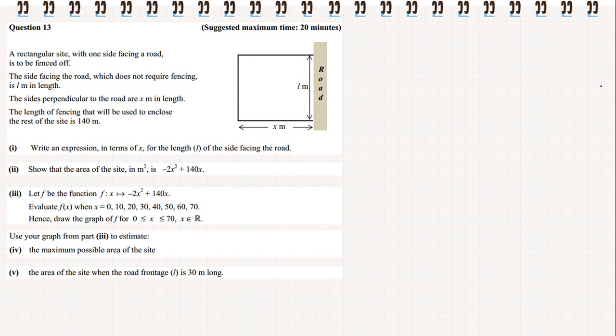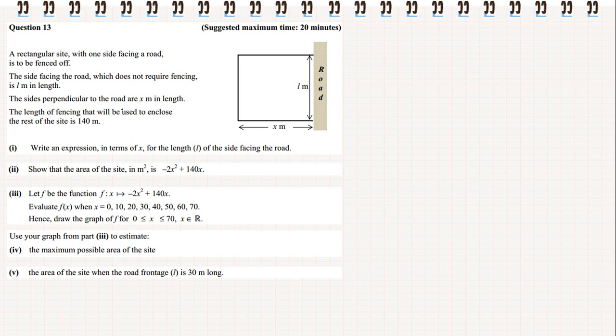A rectangular site with one side facing a road is to be fenced off. The side facing the road, which does not require fencing, is L meters in length. The sides perpendicular to the road are X meters in length. The length of fencing that will be used to enclose the rest of the site is 140 meters.